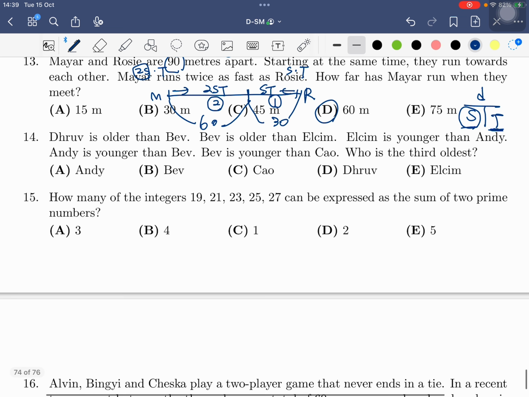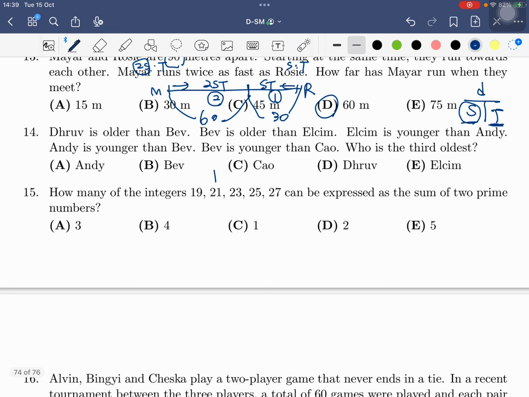Number 14. Dhruv is older than Bev, so Dhruv is here and Bev is here, in descending order of age. Bev is older than Elsim, so Elsim is here. Elsim is younger than Andy. Andy is younger than Bev, so Andy will be here. And Bev is younger than Cow. But we have no clue about the relation between Cow and Dhruv, so Cow can be here or here.